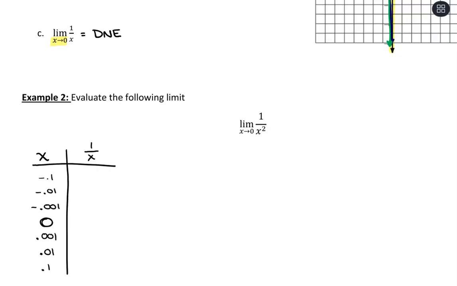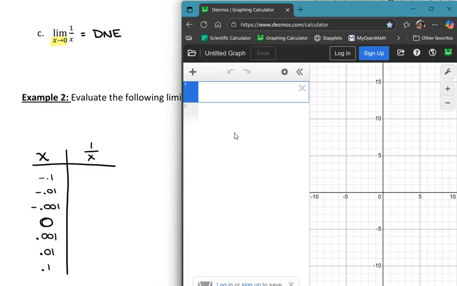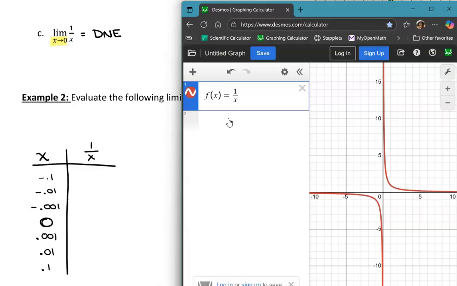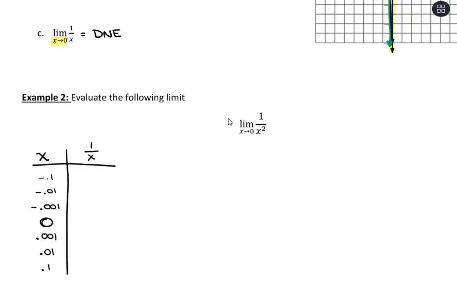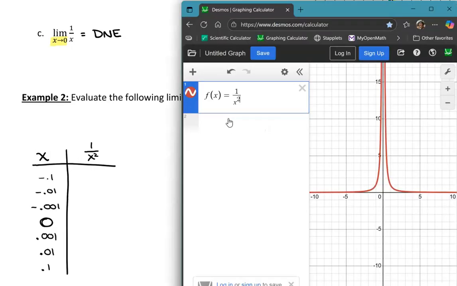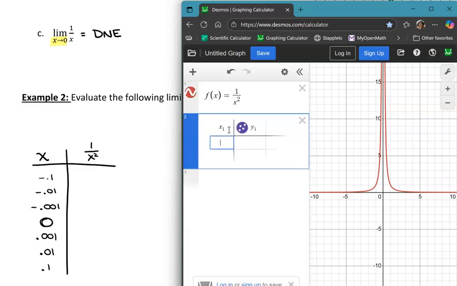Let's go ahead and have the calculator help us out with this one. So let's go ahead and define my function, 1 over x squared. That's going to be important here. We already looked at 1 over x squared. And actually what's perfect is that this is giving us our graph too, so we can work visually with it as well. Let's go ahead and create a table.